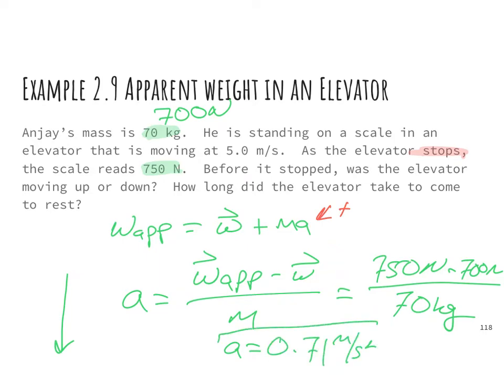With that acceleration, I can go back into kinematics. I have Vi is 5 meters per second, Vf is going to be 0 meters per second, and my a is 0.71 meters per second squared. I can use kinematics to solve for that. I will let you go ahead and do that or check out a later slide. But we get about 5.5 seconds.